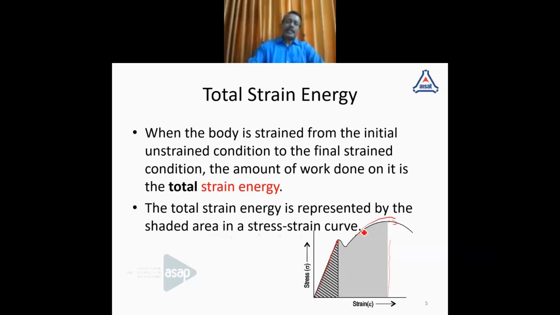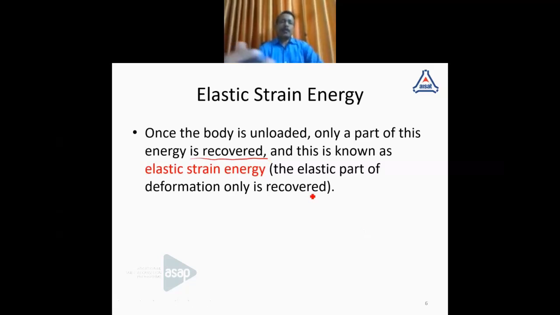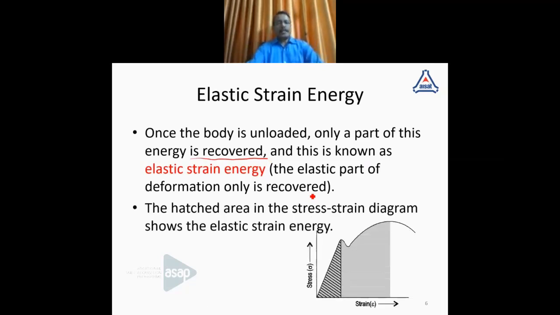And what we are considering in this study is not the total strain energy, but the elastic strain energy. The elastic strain energy is that part of the energy which is recovered. The elastic part of deformation only is recovered or cancelled. It is withdrawn. Once the load is withdrawn, the body comes back into the original size and shape. And that part of strain energy is called elastic strain energy. Here, this hatched area in the stress strain curve diagram represents elastic strain energy.